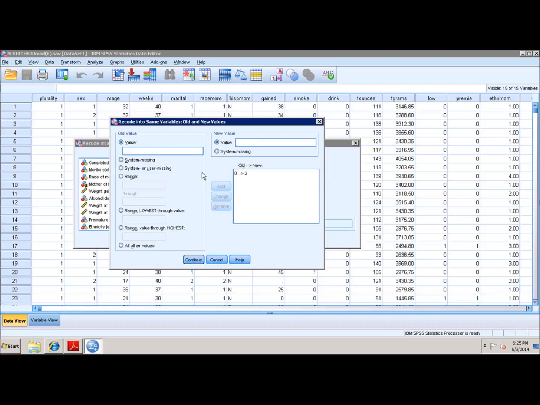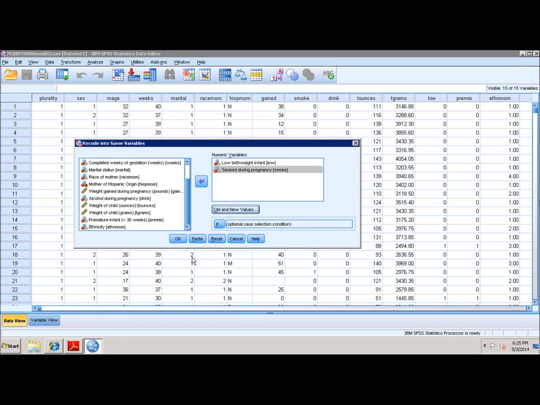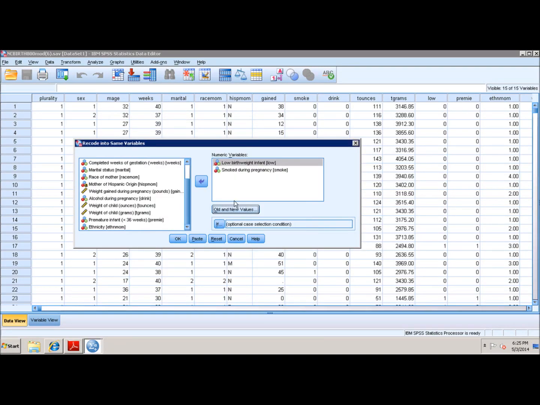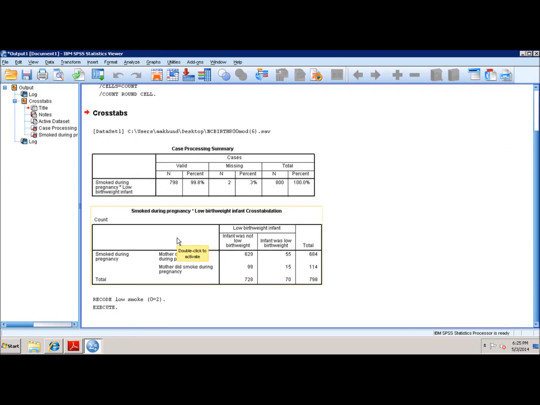So this is saying the old value will be 0 and the new value will be a 2, and I click continue. Now I need to do that for the other variable as well, old and new values. The change that we made previously is entered already, so we can keep that the way it is, and we can click continue.